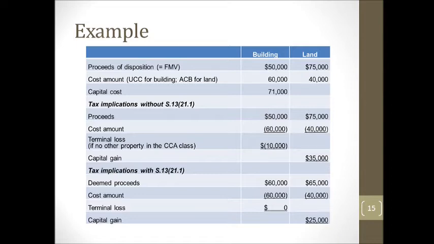Moving on to the application of the special rule, subsection 13(21.1), by applying this rule, $10,000 of the proceeds from the land is reallocated to the building. The land proceeds then decrease from $75,000 to $65,000, while the building proceeds increase from $50,000 to $60,000. Now this completely eliminates the terminal loss on the building and also reduces the capital gain on the land.